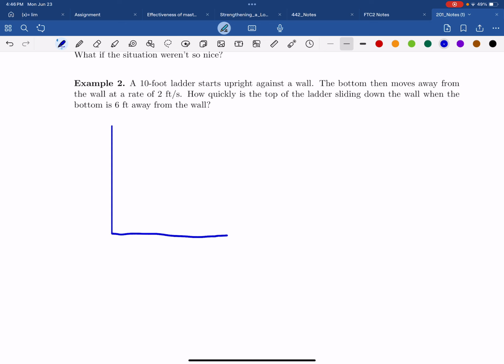Now I'm drawing example 2. Whoop. Let's try that again. Let's just do something like this, right? And suppose we've got a 10-foot ladder. Okay, now if the distance is changing, I'm not going to write a number, but because the ladder is always 10 feet, I will write 10.